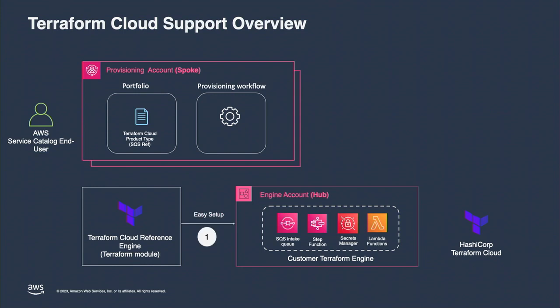So again, number one, you set up the Terraform Cloud engine. It's easy, it's fast. And then if you want to provision a Terraform Cloud product, a Terraform configuration, what's going to happen is that Service Catalog is going to send the provisioning payload to the SQS queue that we've just talked about. And then the Terraform Cloud engine is going to provision the resources that are contained in the Terraform configuration.